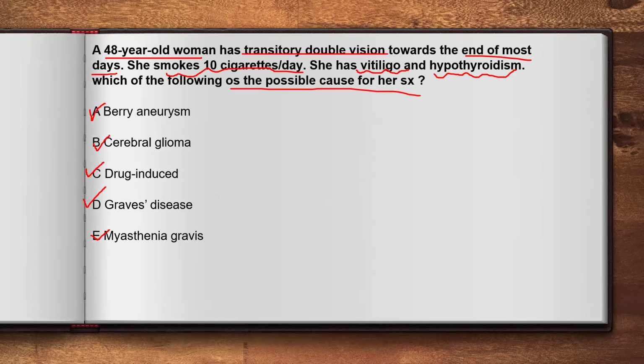We know it's not berry aneurysm. We know it's not cerebral glioma because cerebral glioma will have symptoms in the morning. She's not on any drugs. They haven't mentioned any drugs, so we can't say it's drug induced. This is not Graves' disease because she has hypothyroidism. If she was on thyroid medication, you can think about it, but less likely for medications to cause ophthalmopathy. Graves' disease, autoimmune disease, will cause ophthalmopathy if it's untreated with the antithyroid drugs. So the correct answer is myasthenia gravis.